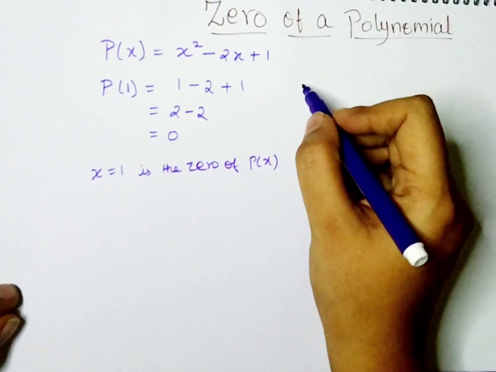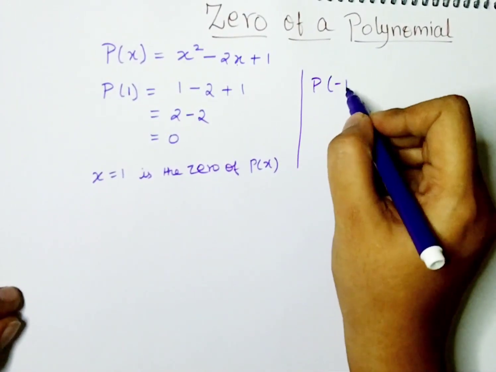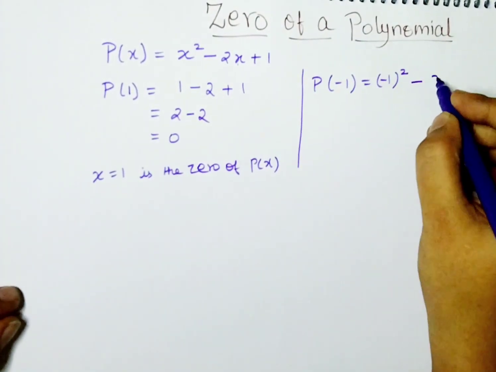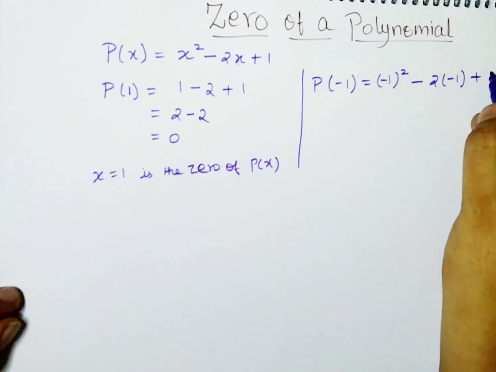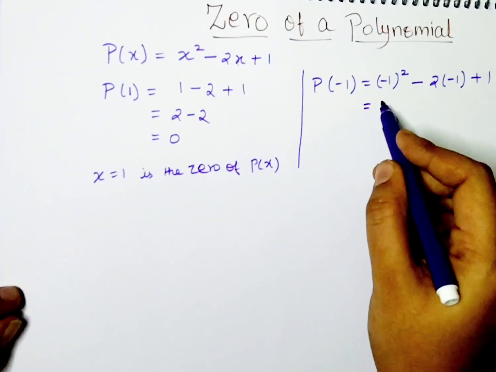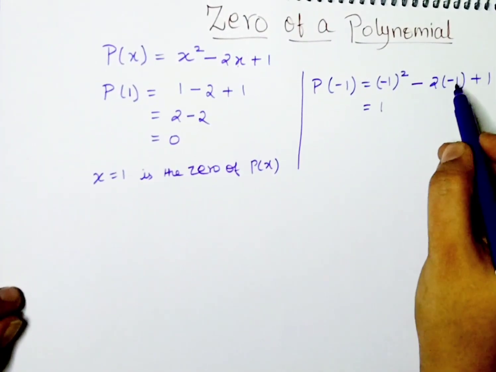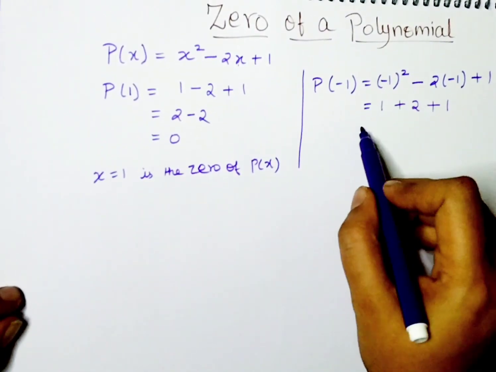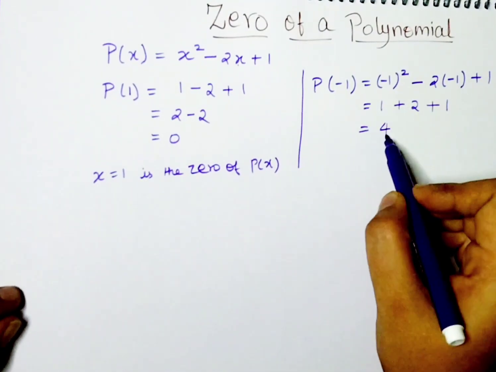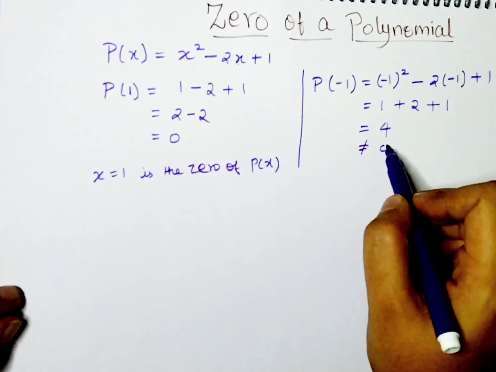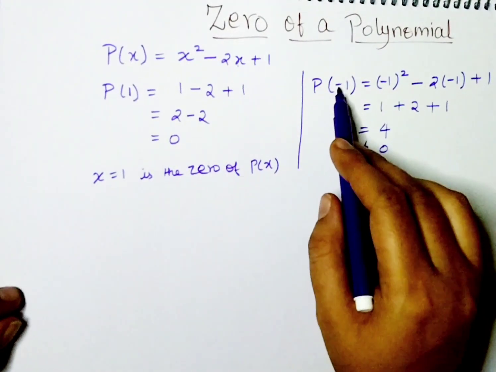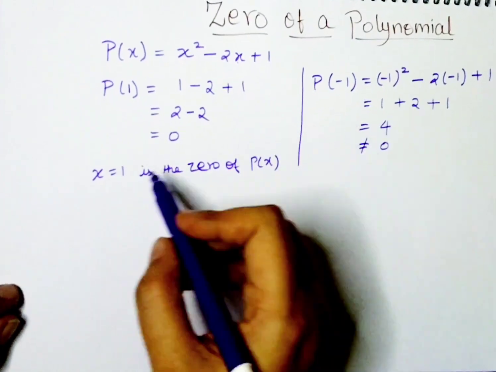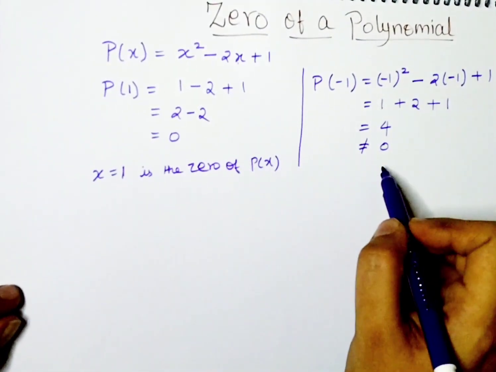If you substitute minus 1, let's check: minus 1 the whole square minus 2 into minus 1 plus 1. Minus 1 the whole square is 1, minus 2 into minus 1 is plus 2, plus 1. Here 1 plus 1 is 2, and 2 plus 2 is 4. This is not equal to 0. That means minus 1 is not a zero of p of x. So x equals 1 is the zero and minus 1 is not.